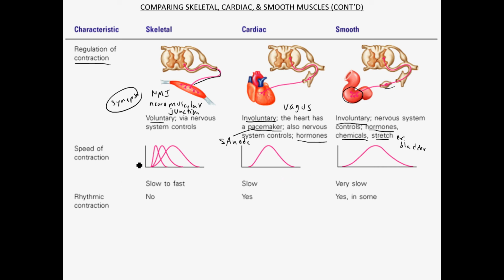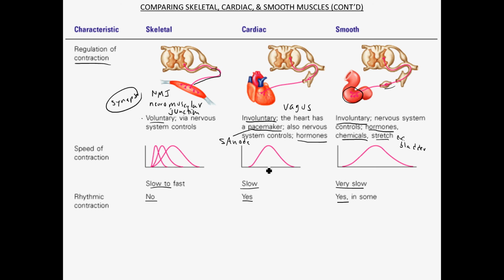The speed of the contractions varies. In skeletal muscle, it's slow to fast, relatively slow, and then very slow. So the fastest is skeletal. Okay. And then rhythmic contractions: no in skeletal muscle because it is voluntary, and the involuntary nature here, the yes, is going to be true for cardiac and smooth muscle.